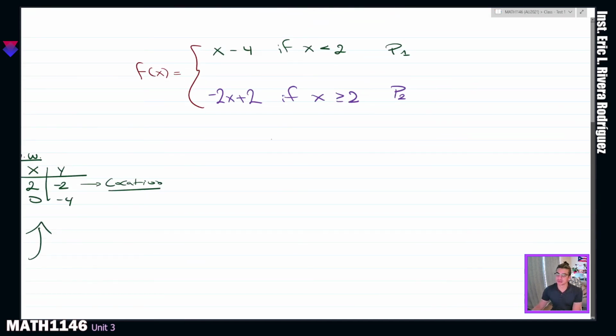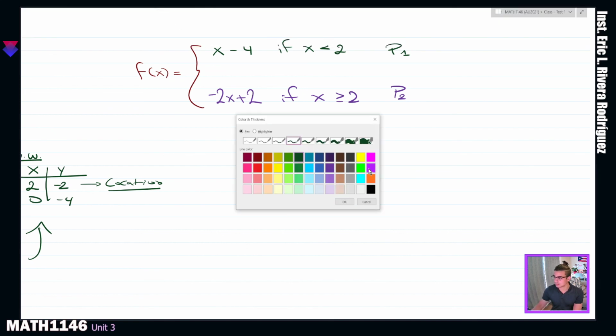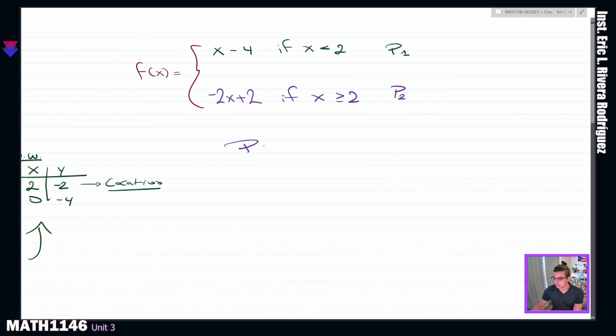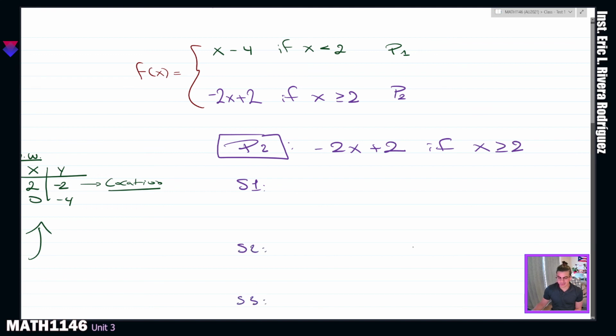All right, piece number 2. So we have negative 2x plus 2 if x is greater than or equal to 2. And for here, we know that we have 3 steps. These 3 steps are not the steps that you're going to write on the written work, right? Remember that you can shorten this, but let's answer all these together.